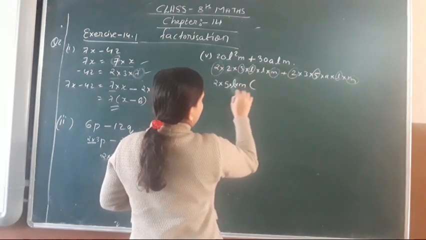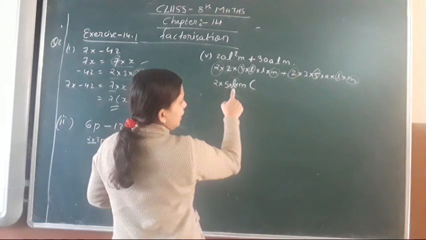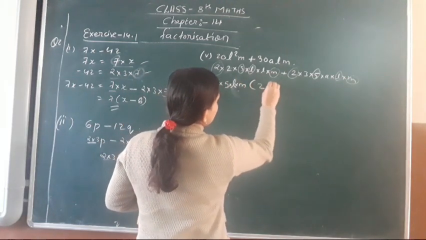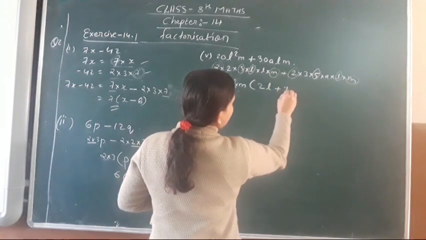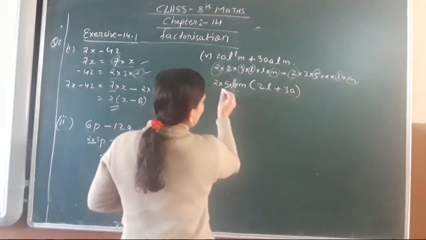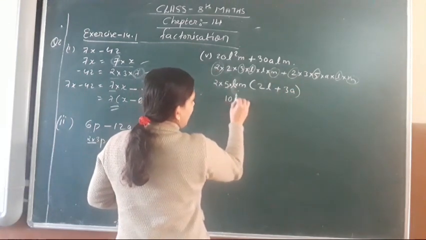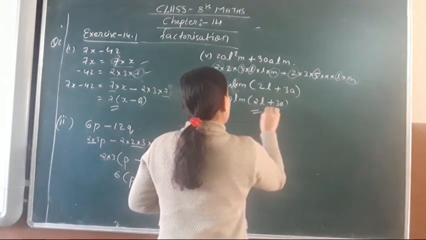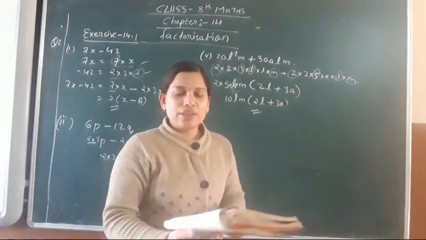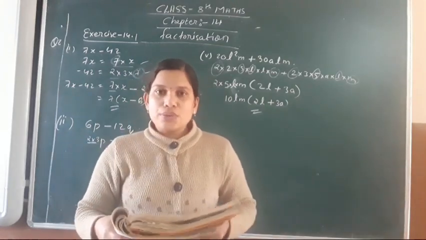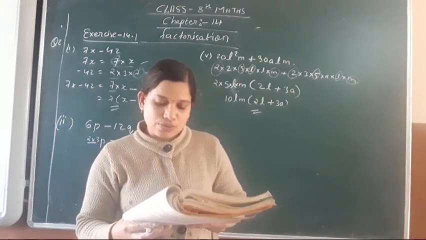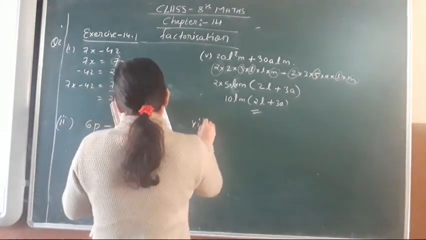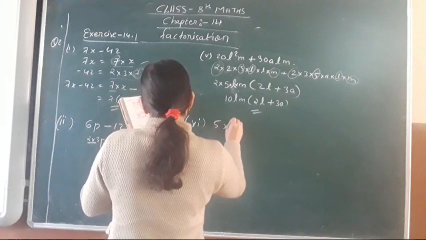So here we have taken common 2 into 5 into l into m, and what is left is 2l, plus 3a. So 2 into 5 is 10, lm, 2l plus 3a is the answer. Clear everyone? Have you understood? Now the next part of this question, sixth part.